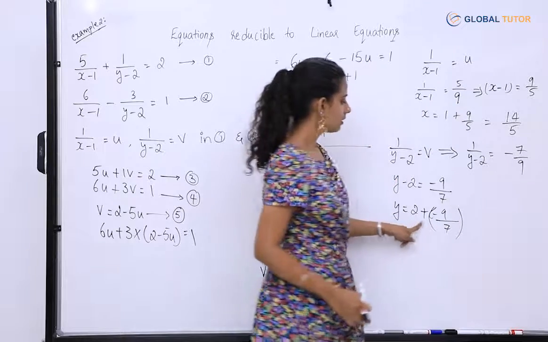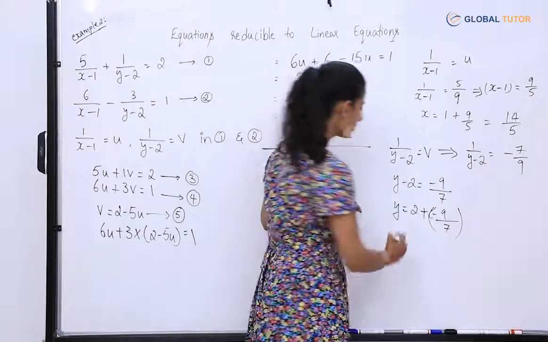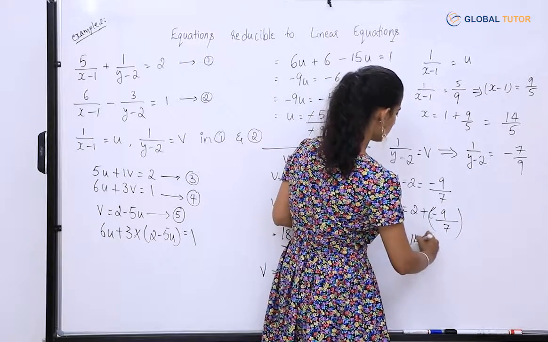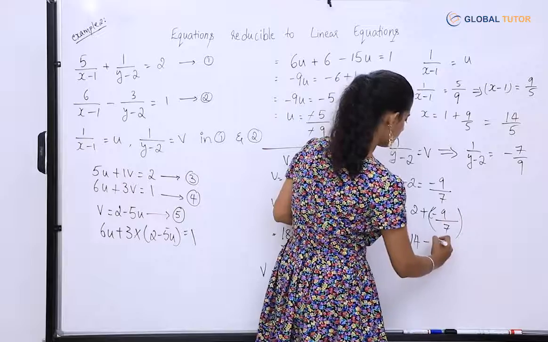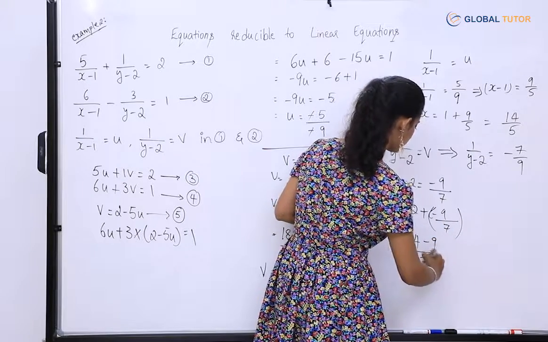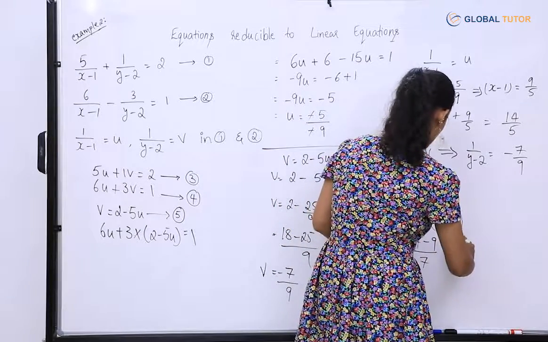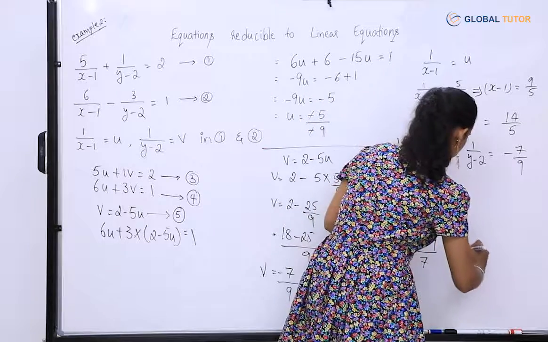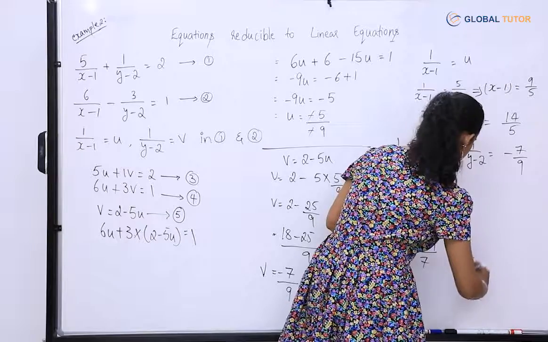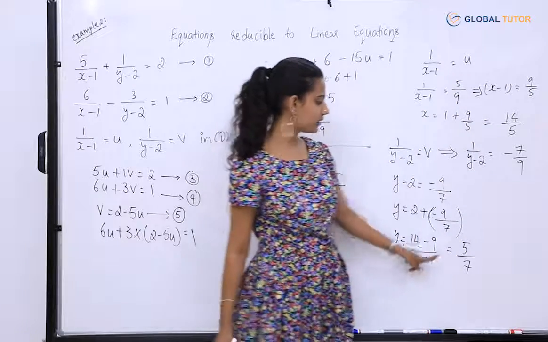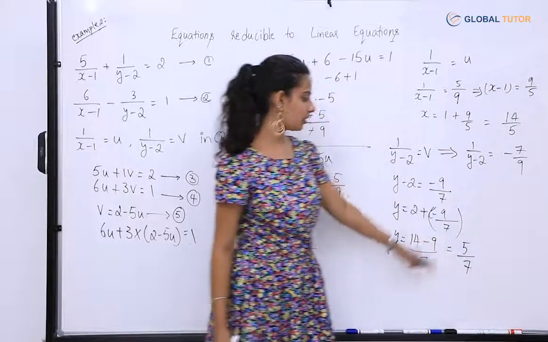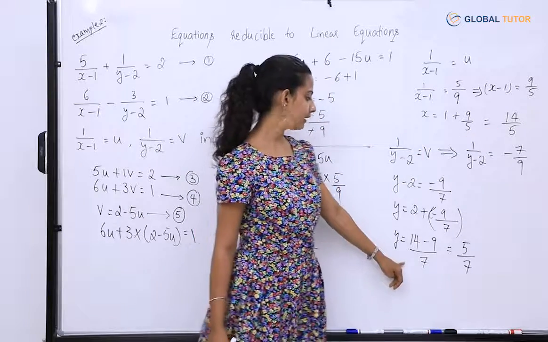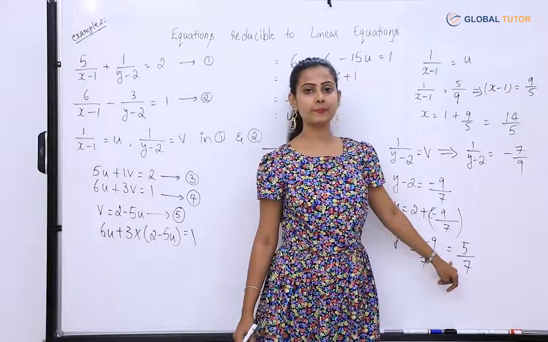So here 7 is the LCM. So y is equal to 2 into 7 is 14 minus 9 divided by 7. So here 14 minus 9 is 5 divided by 7. So the value of y is 5 by 7. So we got the values. X value will be 14 by 5. Y value will be 5 by 7.